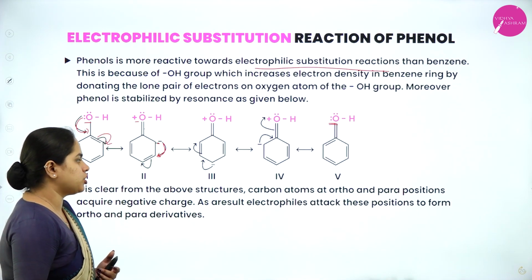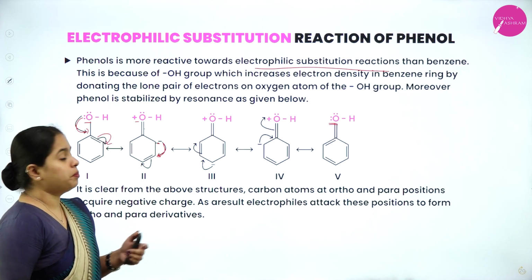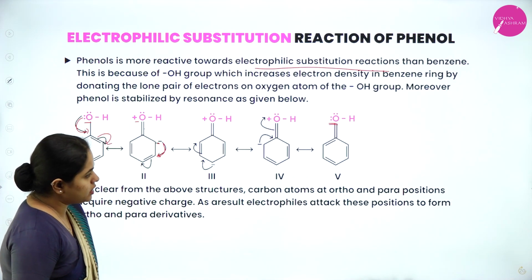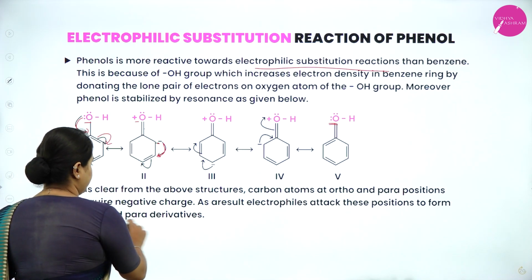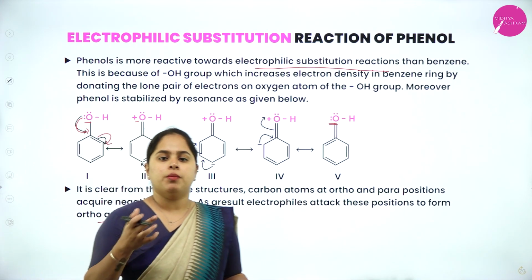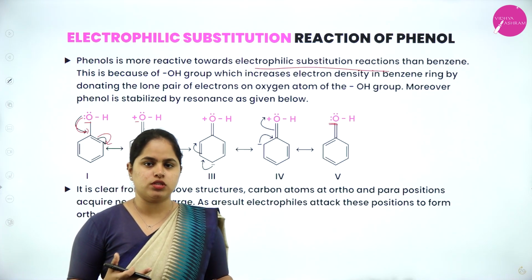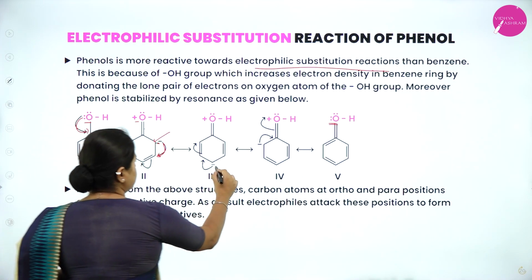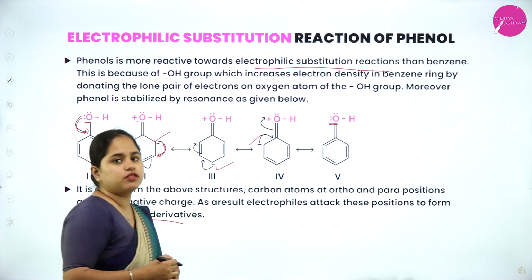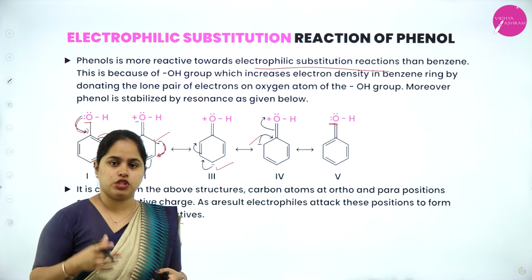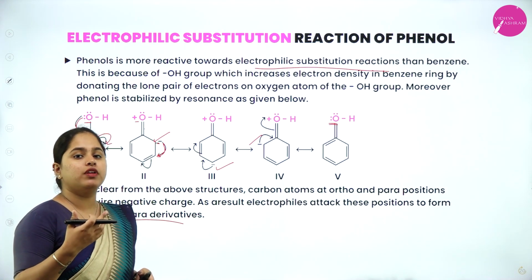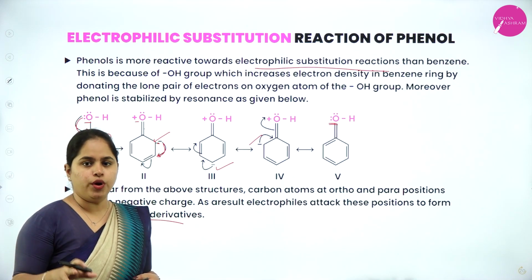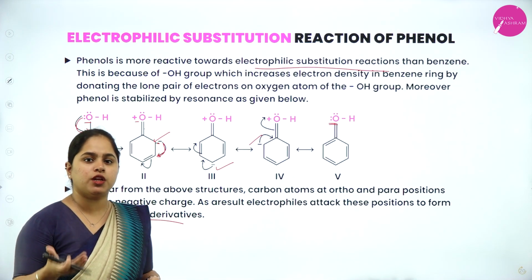It is clear from the above structure, carbon atoms at ortho and para positions acquire negative charges. As a result, electrophiles attack these positions to form ortho and para derivatives. So what you can remember, because the resonating structure shows negative charges in the ortho and para positions. You can see this is one ortho, this is para, this is another ortho. So negative charges you are getting in the ortho and para positions. Because of that, when electrophilic substitution reaction is going to happen, the substituent which is going to be substituted, it will be substituted in which position?